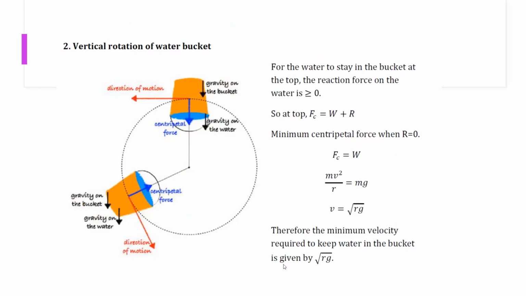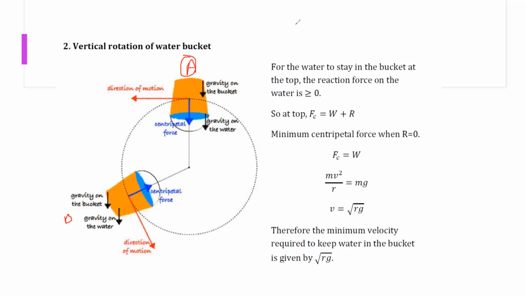If I mention the position A, so this one is position A and this is position B. So in this case, when you check the forces, for the water to stay in the bucket at the top at this position A, the reaction force on the water should be greater than or equal to 0.